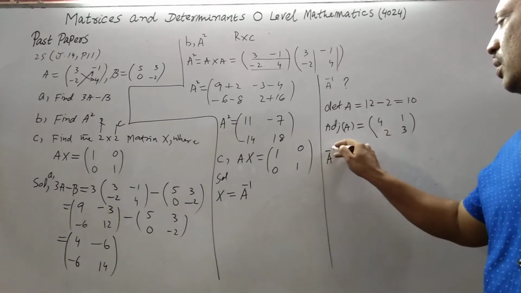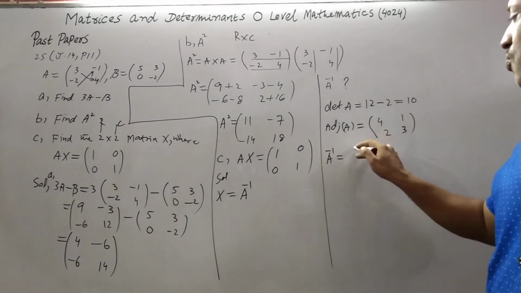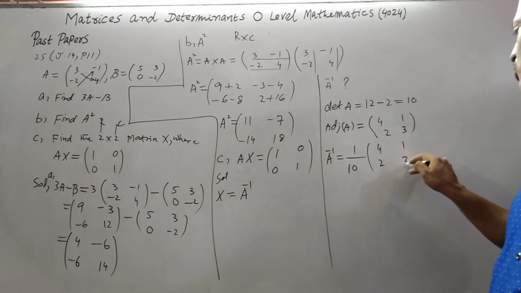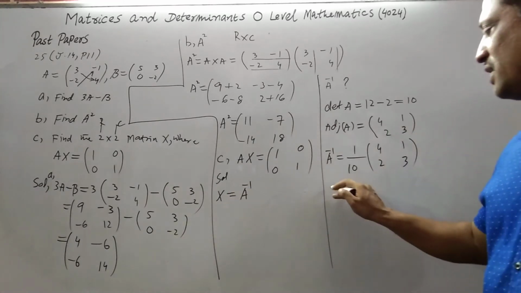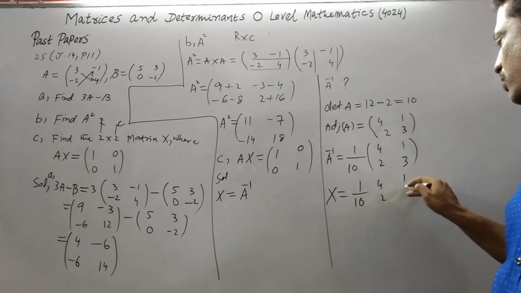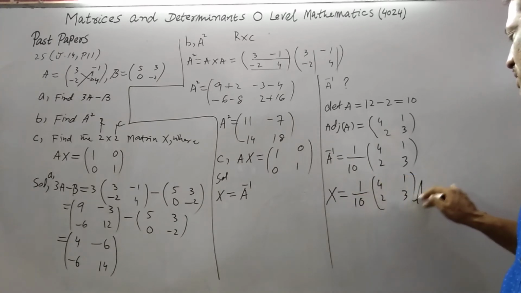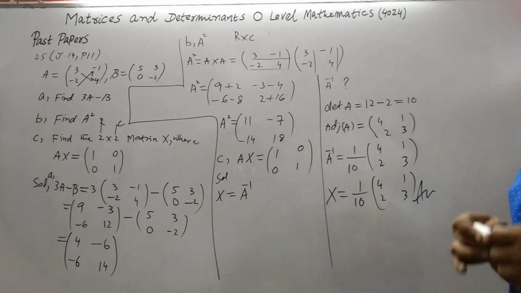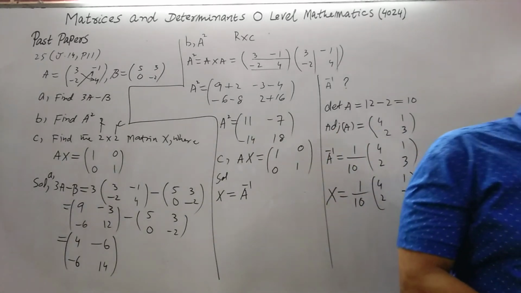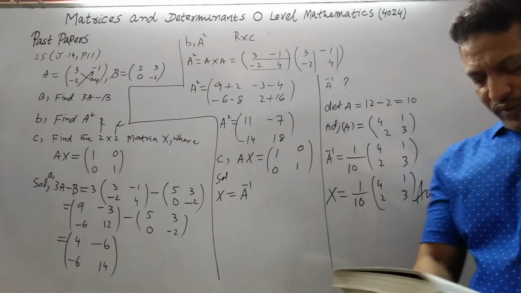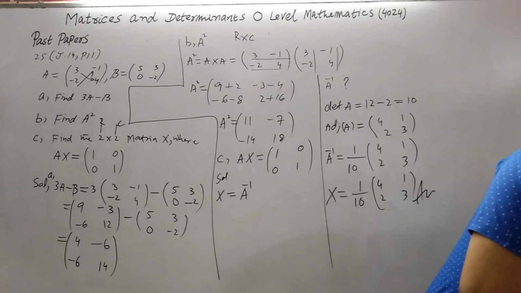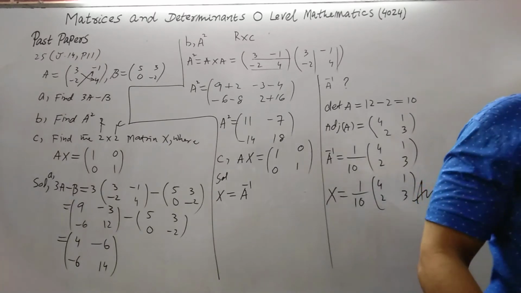Therefore, A inverse is 1 upon the determinant of A and multiply by the adjoint of A, and A inverse is X, hence X is 1 upon 10, 4, 2, 1, 3. This is the answer of part C. So this is the shortest way. Okay, I want to check the answer of this part as well. 1 over 10, 4, 2, 1, 3. Yes, 100% correct. Let's have a look. Next question. What is next question is?